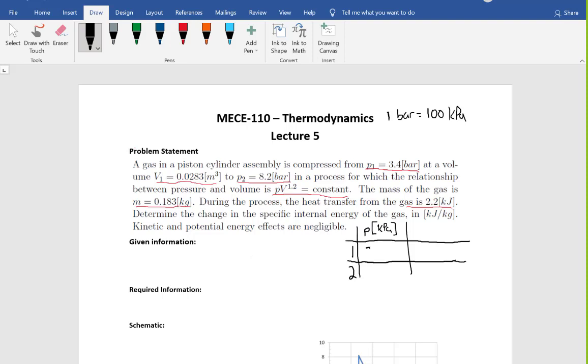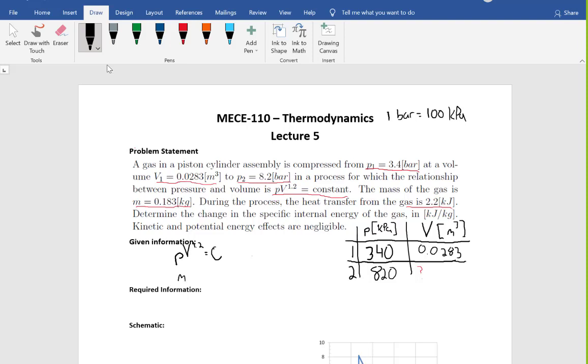So my pressure 1 is 340 kilopascals. My pressure 2 is 820 kilopascals, right? Or 8.2 bar. Now, here, we're also told something about the volume. Maybe not as much about the volume as we'd like, but we do know that the volume at state 1 is 0.0283 meters cubed. We don't know the volume at 2, right? But we do know that PV to the 1.2 is constant.